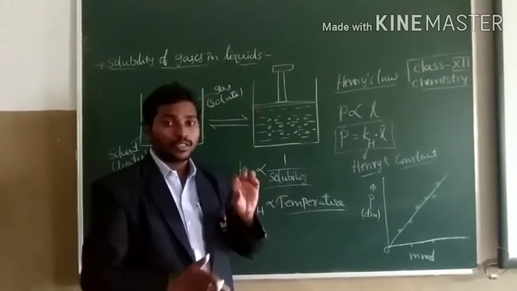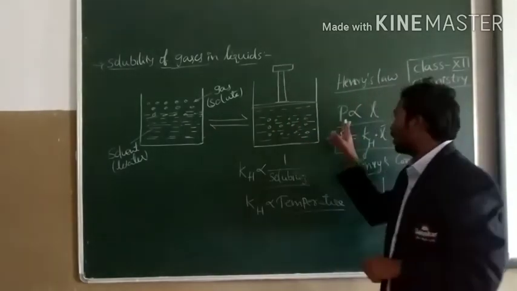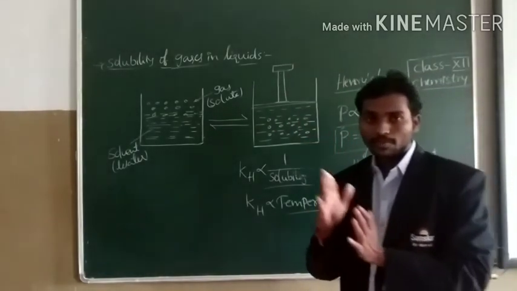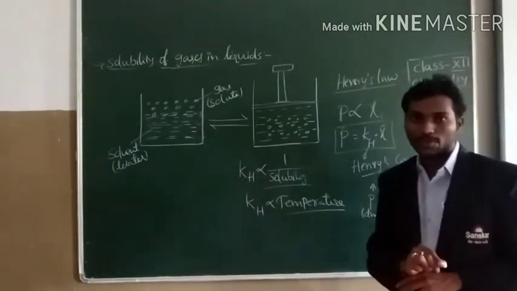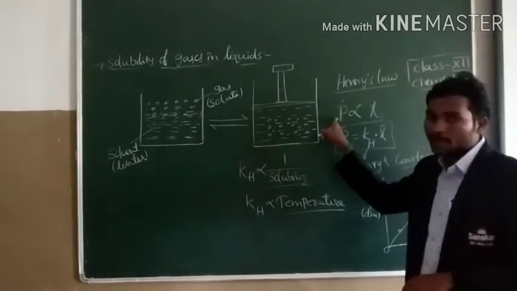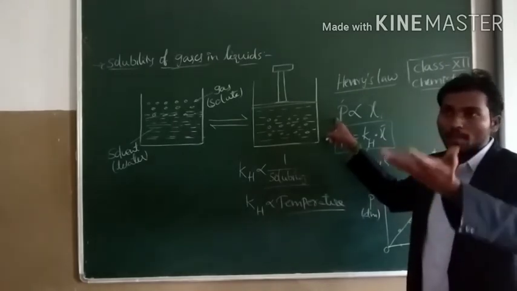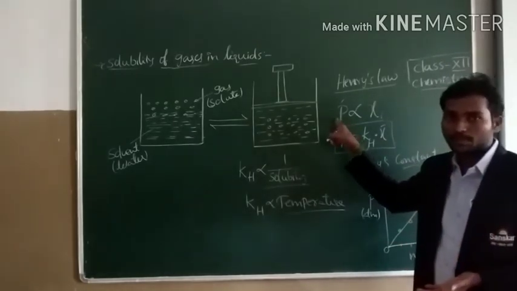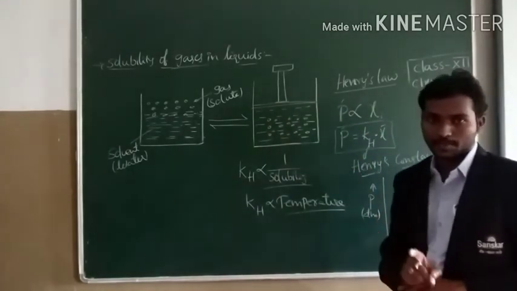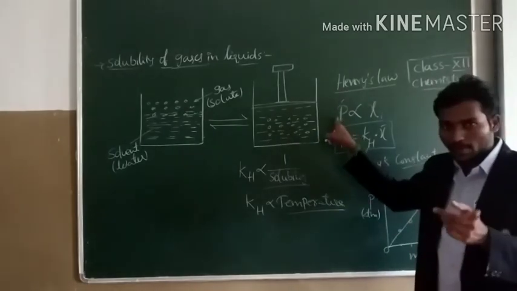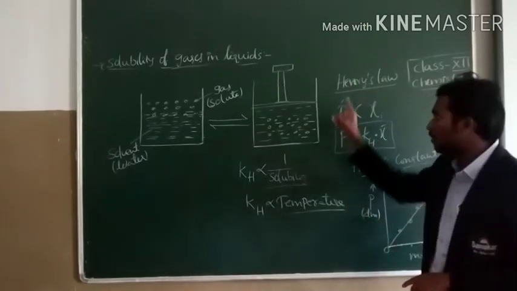Henry's law states that the solubility of a gas in a given solvent, or the partial pressure of the gas in vapor phase, is directly proportional to the mole fraction of the gas in the solution. Here P means partial pressure of the gas in vapor state, because we know that gases possess pressure that is called vapor pressure, and chi is mole fraction of the gas. Partial pressure of the gas in vapor phase is directly proportional to the mole fraction of the gas in the solution. This is called Henry's law.